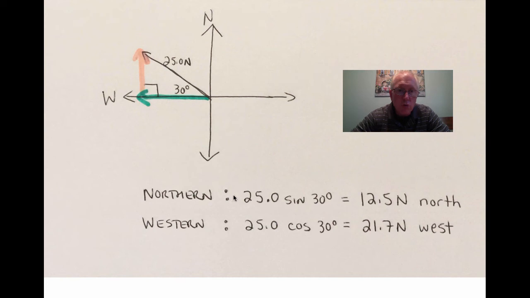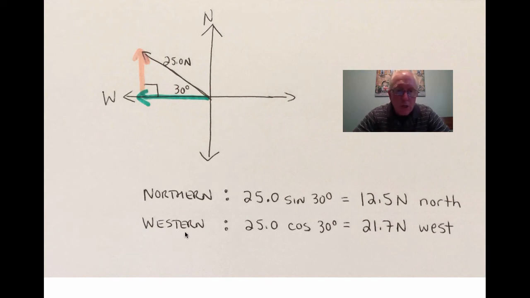Since the northern component is opposite the angle, I'm going to use the sine to find out what's going on in the northern direction. Turns out that the sine of 30 degrees is 0.5, so I'll have 12.5 newtons to the north. To emphasize what I've said earlier, you have to make sure your calculator's in degree mode, or you're going to get some answers that aren't going to make a lot of sense if you're in radian mode.